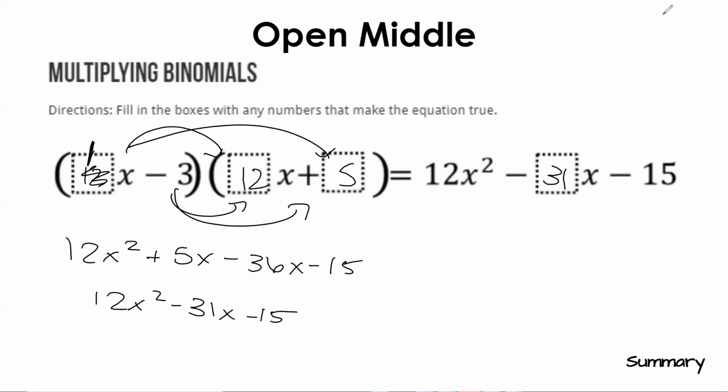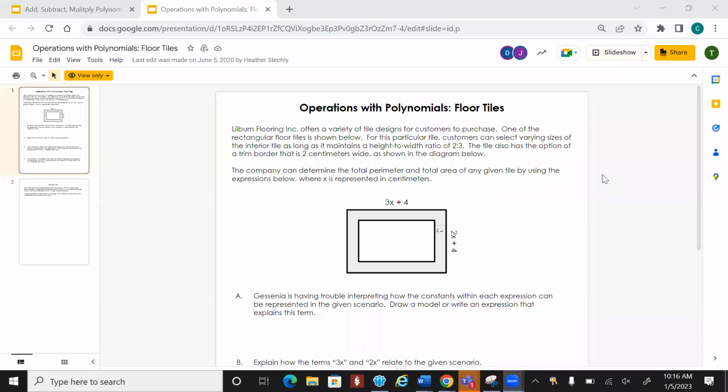Okay. Offers a variety of tile designs for customers to purchase. One of the rectangular floor tiles is shown below. For this particular tile, the customers can select varying sizes of the interior as long as it maintains a height-width ratio of 2:3. The tile has also the option of a trim border that is 2 centimeters wide, as shown in the diagram below. The company can determine the total perimeter and total area of any given tile by using this expression below, where X is represented in centimeters.